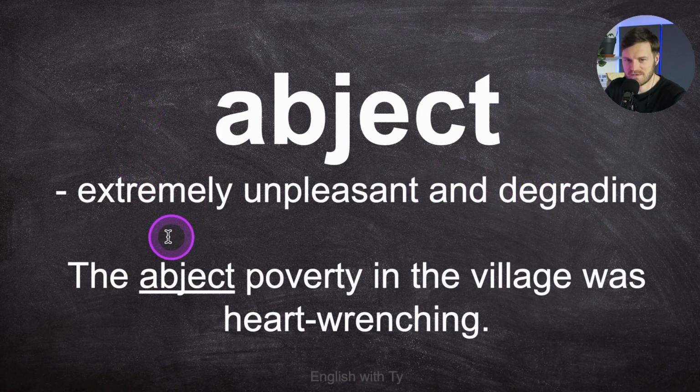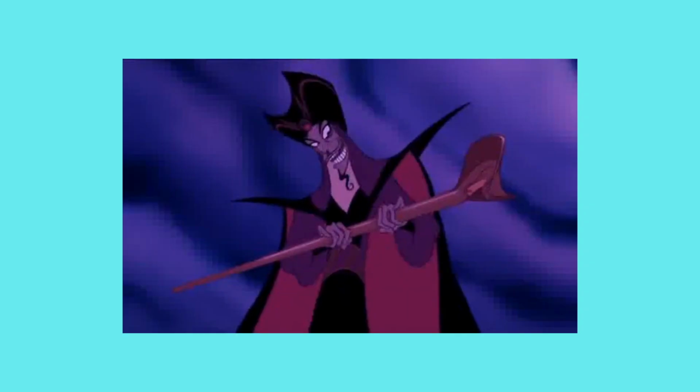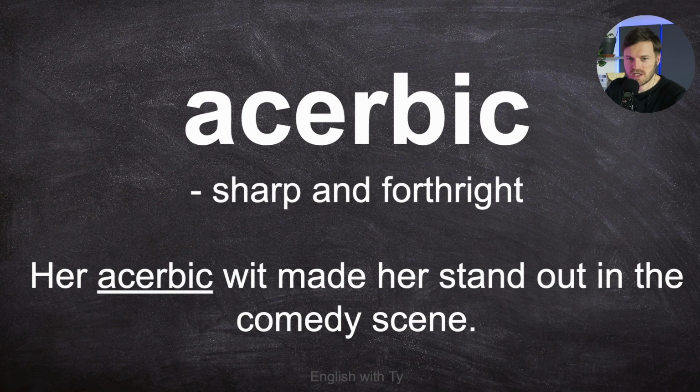And here's an example phrase for you. The abject poverty in the village was heart-wrenching. Basically, heart-wrenching means that it was hard to watch. It's devastating. And it was not just poverty, it was abject poverty. So it was very unpleasant and degrading poverty, basically. And now here's another example with the adjective abject for you. Yes, abject humiliation.